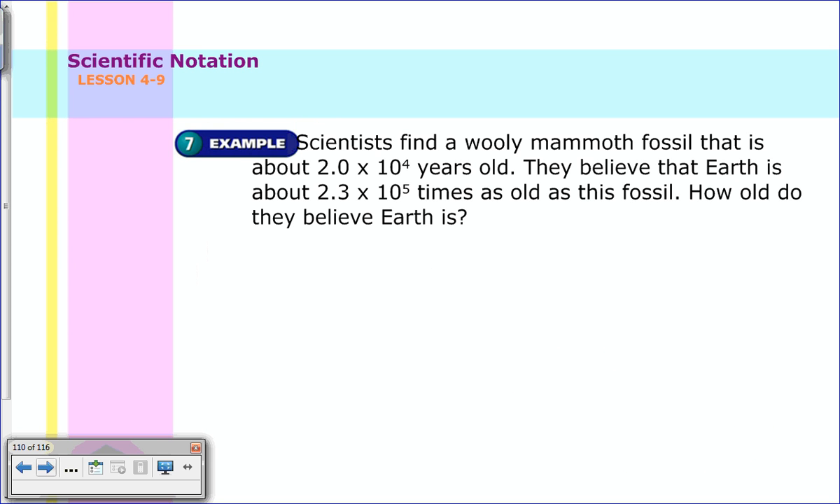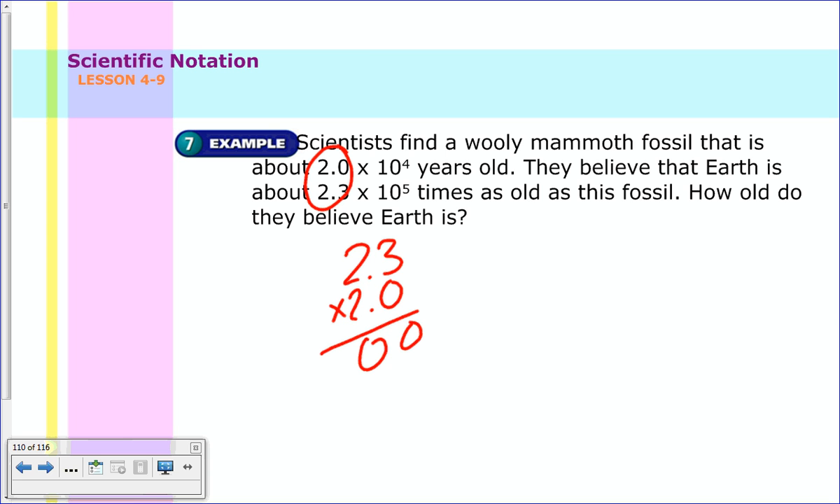All right, and here's another example of it. Scientists find a woolly mammoth fossil that is 2 times 10 to the 4th years old. They believe that Earth is about 2 3/10 times 10 to the 5th times as old as this fossil. How old do they believe the Earth is? Well, it's the same idea as the one we just did. You're going to multiply together the numbers in front, the first factors. So 2 3/10 times 2. All right, and you could multiply that out.